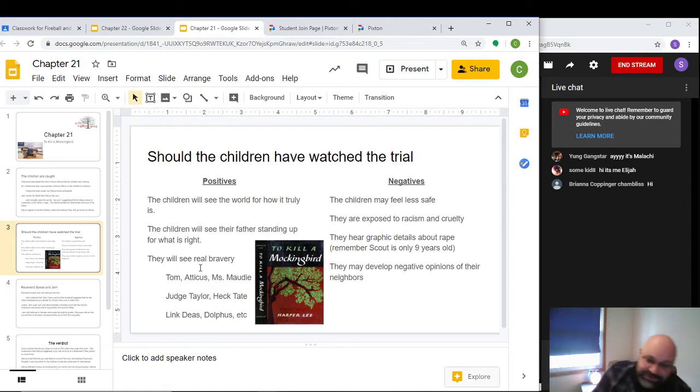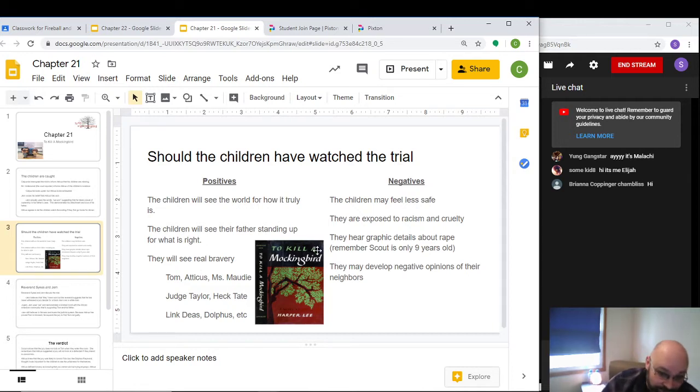Going over the reasons for and not for the children going to the trial. Like, what were the benefits and what were the negatives of the children witnessing the trial. Also, they get to see Link Deas stand up to basically the entire courtroom and tell them that Tom's actually a good person. He gets yelled at and kind of publicly shamed for this, but that also took a level of bravery. So they see bravery firsthand.